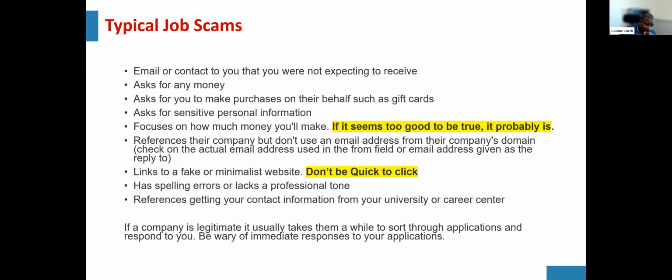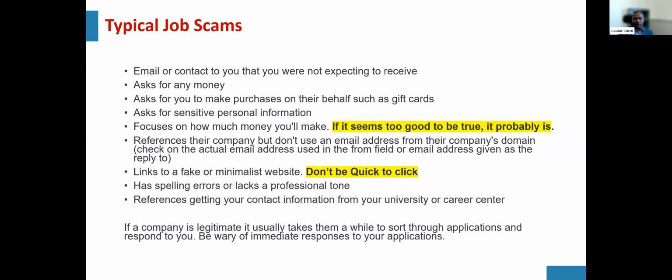They will ask you, there are different ways of asking. Sometimes they'll ask you to send them MoneyGram or Zelle, or sometimes they'll ask you to purchase a gift card. They'll ask you for your sensitive information. Never share your sensitive information. Like I said, it always focuses on money. And if it seems too good to be true, it probably is.